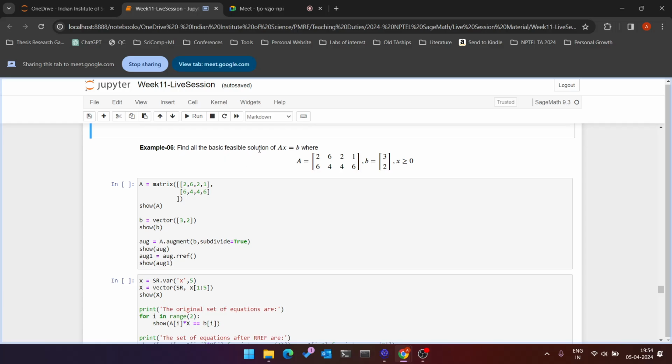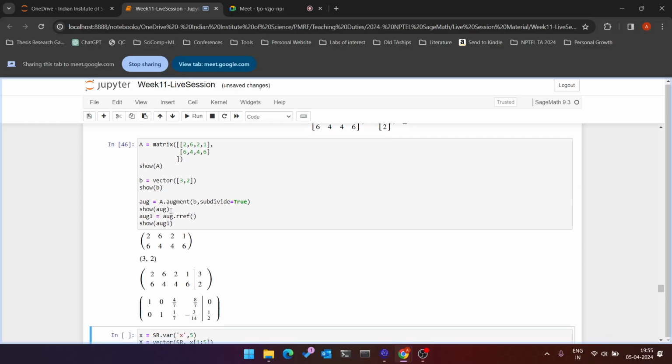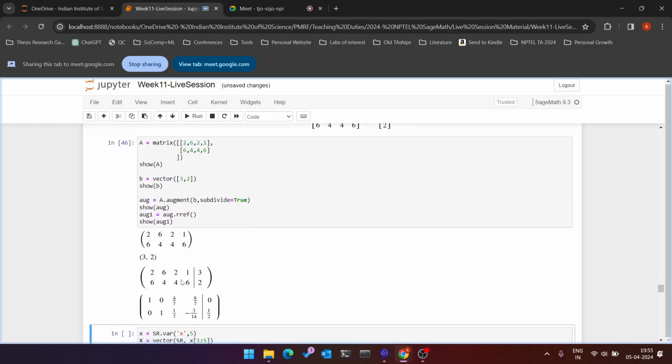Here again, we have been asked to find all basic solutions of Ax equaling B, where A is a 2 by 4 matrix, B is a 2 by 1 vector, and x is non-negative. Now we'll not go through the entire process above, but only go through the algorithm that we arrived at the end of example 5. So we'll first print the A matrix, B vector, augmented matrix, as well as its row reduced echelon form. So 2 6 2 1, 6 4 4 6 augmented with 3 2, changed to row echelon form. This is how it looks.